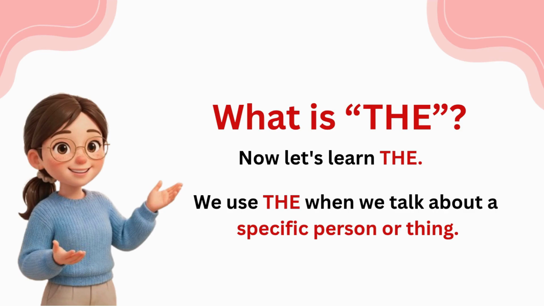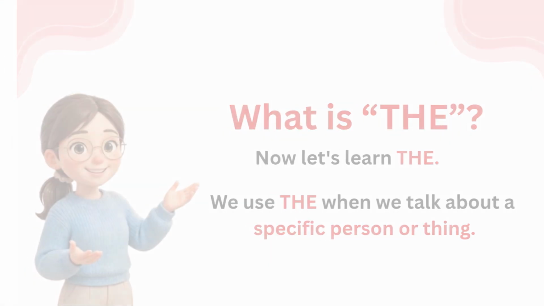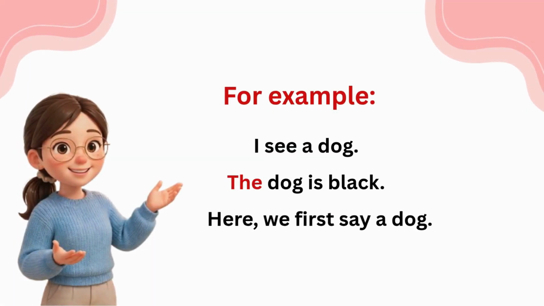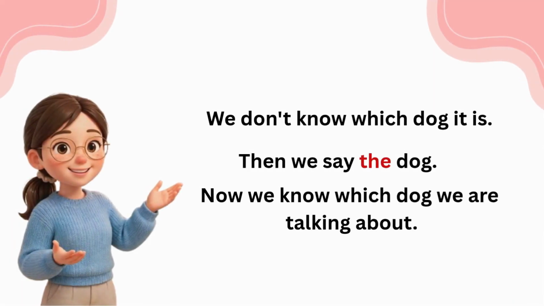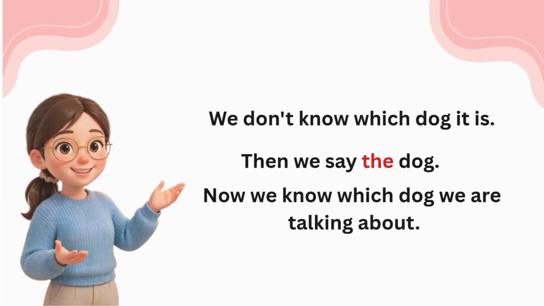We use the when we talk about a specific person or thing. For example, I see a dog. The dog is black. Here, we first say a dog. We don't know which dog it is. Then we say the dog. Now we know which dog we are talking about.